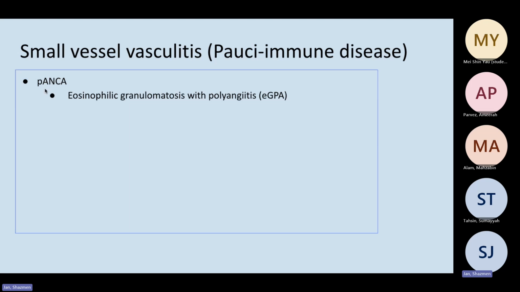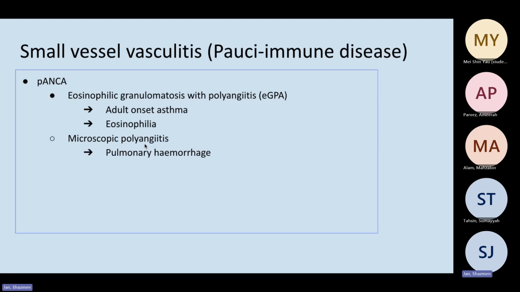P-ANCA, and there are two types. So you've got eosinophilic granulomatosis with polyangiitis, otherwise known as EGPA, and this is characterized by adult onset asthma as well as eosinophilia, which is indicated in the name itself. Or you can have microscopic polyangiitis, which is characterized by pulmonary hemorrhage.